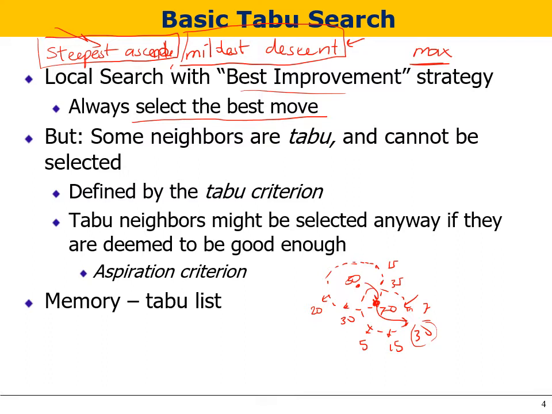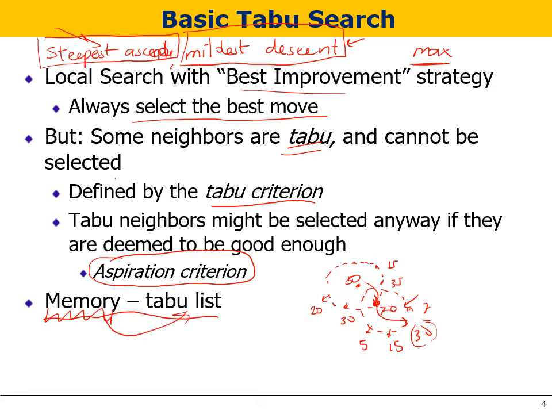But when you are selecting these neighbors, as I explained previously, some neighbors are taboo, so they cannot be selected. These are defined in the Tabu criterion. But as I said, if some of the taboo moves are really good, although they are taboo, you may still jump to those solutions, and this is called aspiration criteria. And when we say taboo search, you need to remember the use of memory. It is very important for taboo search, and this memory is satisfied by the taboo list.